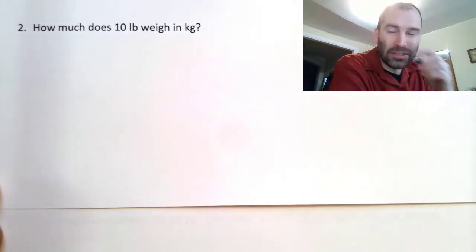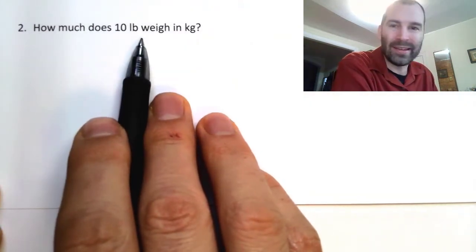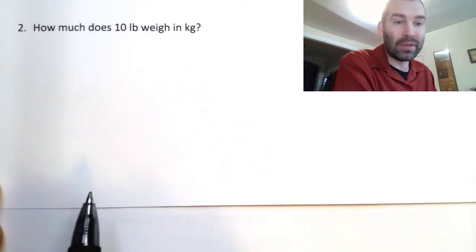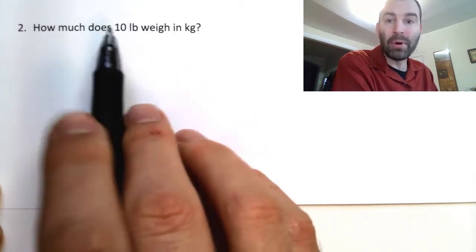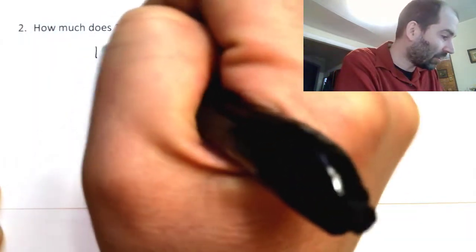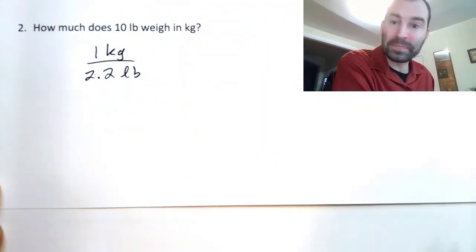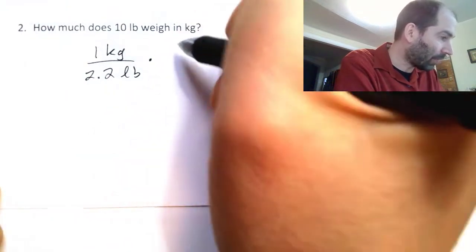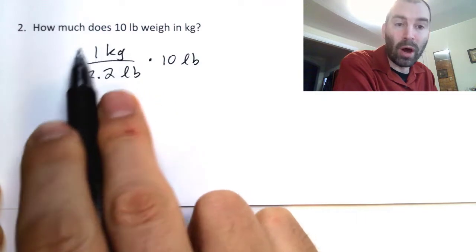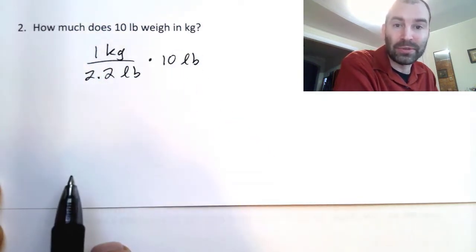So in this problem, how much does 10 pounds weigh in kilograms? Okay, well now we want to convert from pounds to kilograms. So we want the same ratio that we had before, but with pounds in the denominator, so I cancel the pounds. So I'm going to take that same ratio we had before. 1 kilogram is the same as 2.2 pounds. And I'm going to multiply this by 10 pounds, knowing that because this is equal to 1, these are the same, right? I'm not actually changing the value, I'm just expressing it in terms of new units.